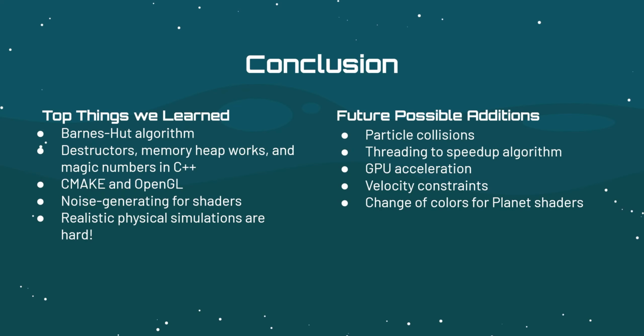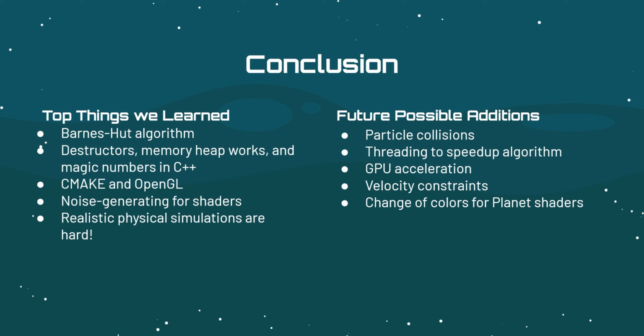In conclusion, this project was really fun and rewarding. We learned a lot of things, such as the Barnes-Hut algorithm, destructors, memory heap, and a bunch of other C++ tricks. We also got our hands dirty with CMake and OpenGL, learning how to compile different projects together and how dependencies work. We also looked into noise generation for shaders and a bunch of shader-related components such as diffusion.